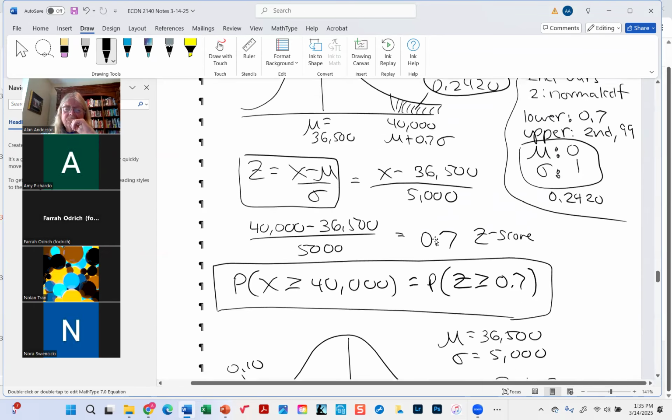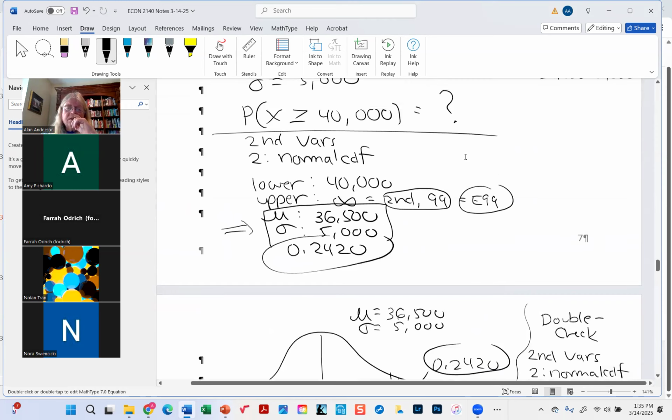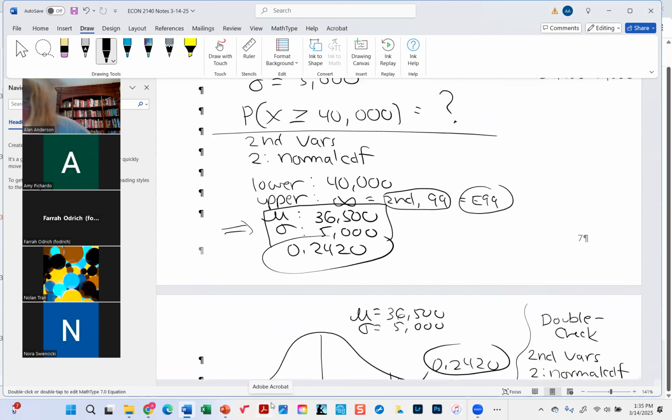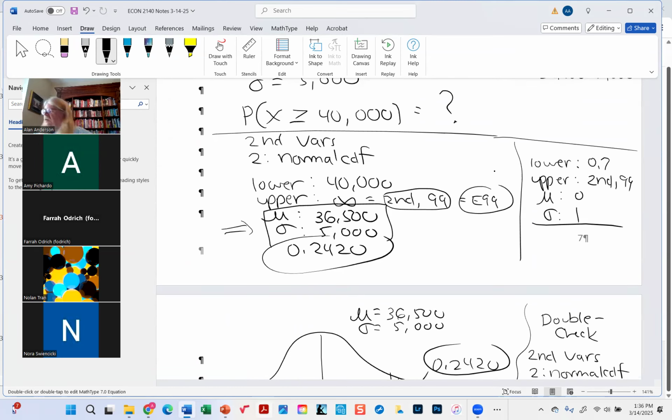So if you really wanted to double check this, you could go back and here's what you would do. If you do all that, you should get the same number. There could theoretically be some rounding differences depending on how we calculate the z-score, but in this case, I don't think that'll be a problem.